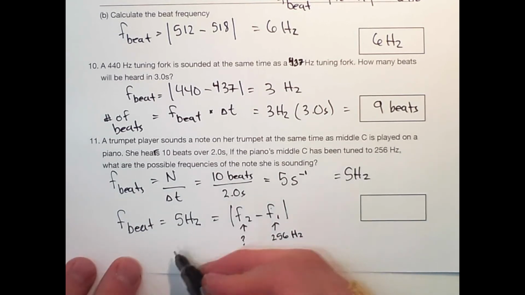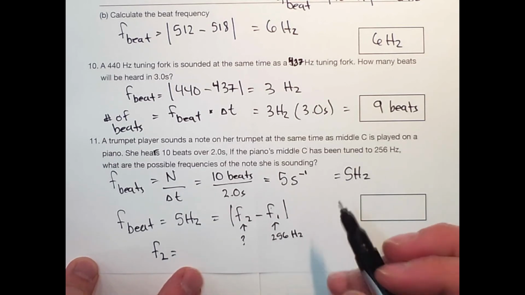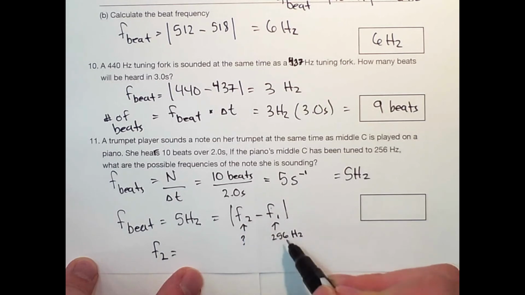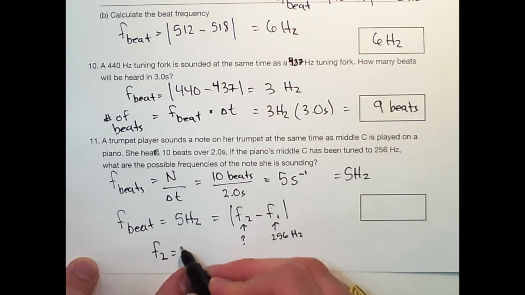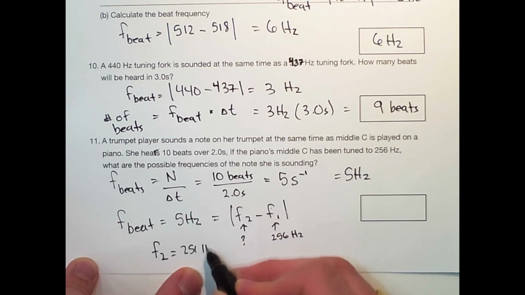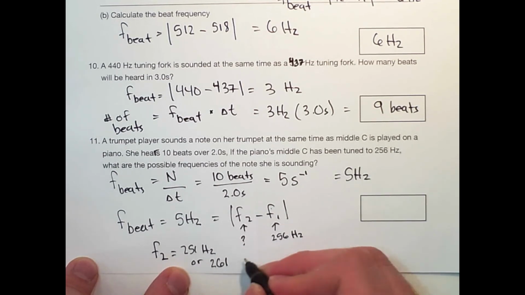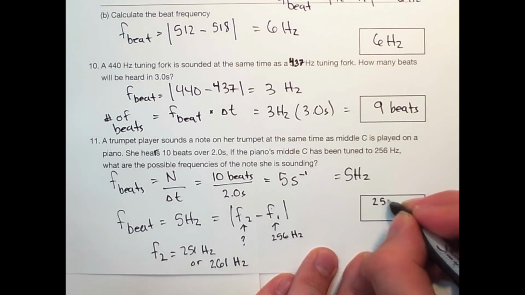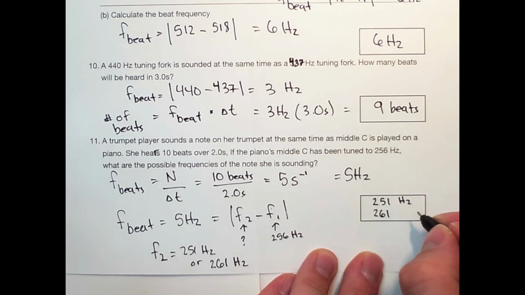And the question now is, what is F2? F2 really has 2 possible answers. It's going to be one of those 2 things. If the beat frequency is 5 hertz, F2 is either above or below 256 by 5. So it could be 251 hertz, or it could be 261 hertz. So you actually have 2 answers here, 251 hertz or 261 hertz.